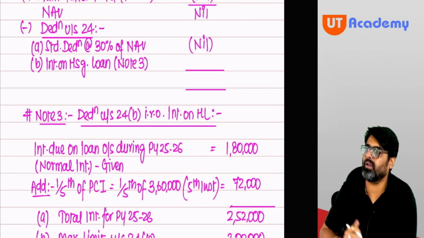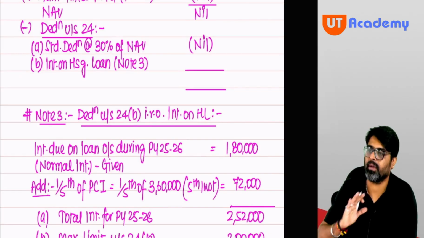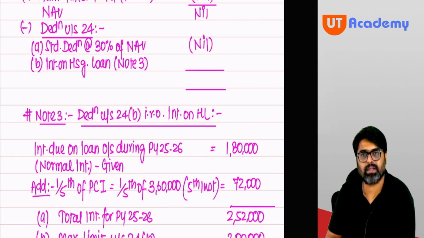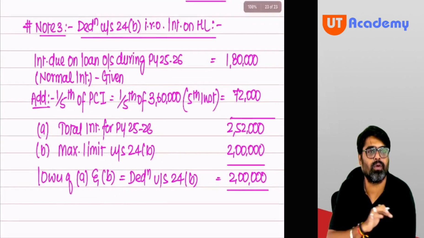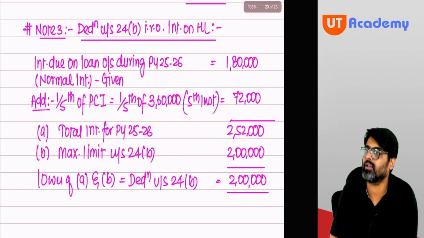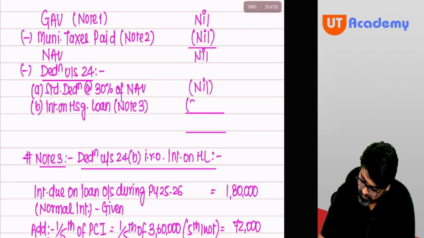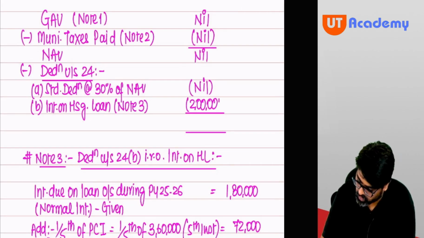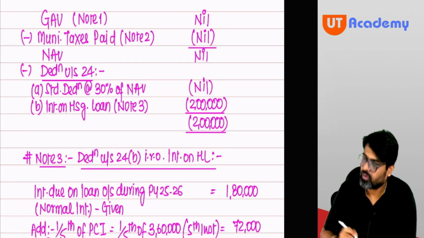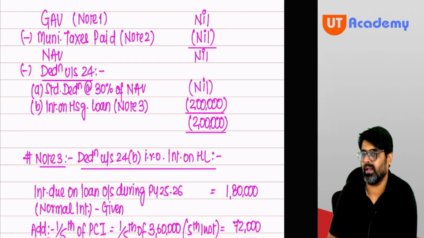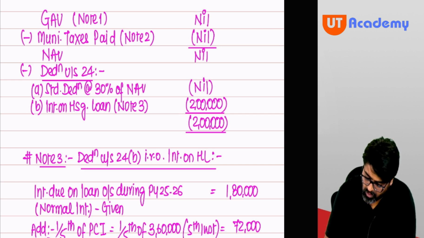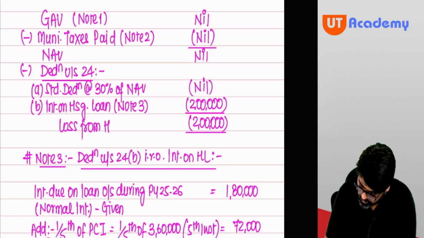What if they would have given you that Purna is following 115BAC? Then there will be no deduction. And if there is no deduction, no need to calculate this interest also. Yes or no? Easy or difficult? So how much will be the deduction? Come on, tell me. 2 lakh. So nil minus 2 lakh will give you 2 lakh negative. A negative amount is not taxable income. A negative amount is a loss from house property.